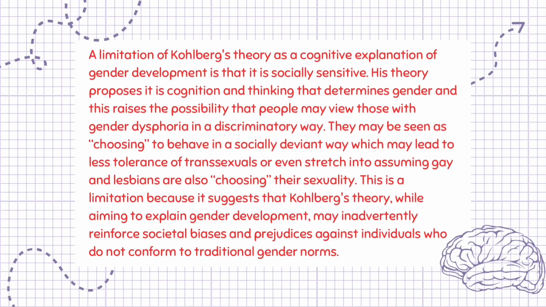A limitation of Kohlberg's theory as a cognitive explanation of gender development is that it is socially sensitive. His theory proposes it is cognition and thinking that determines gender, and this raises the possibility that people may view those with gender dysphoria in a discriminatory way. They may be seen as choosing to behave in a socially deviant way, which may lead to less tolerance of transsexuals or even stretch into assuming gay and lesbians are also choosing their sexuality. This is a limitation because it suggests that Kohlberg's theory, while aiming to explain gender development, may inadvertently reinforce societal biases and prejudices against individuals who do not conform to traditional gender norms.